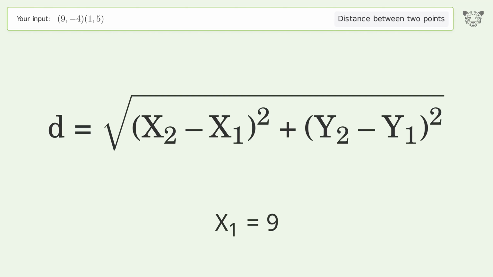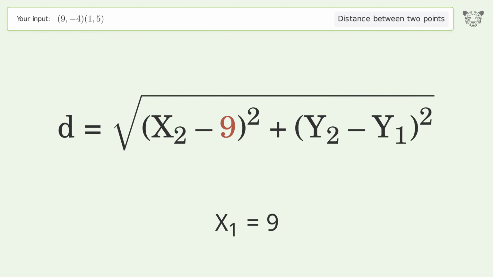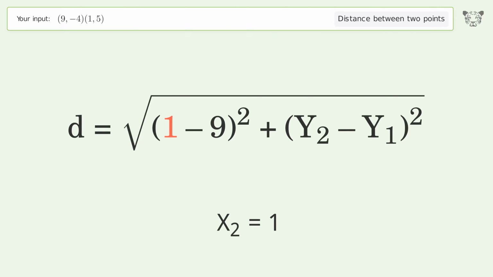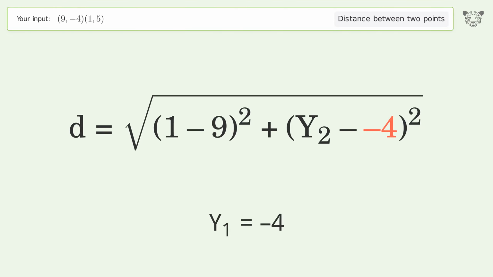x1 equals 9. x2 equals 1. y1 equals -4. y2 equals 5.